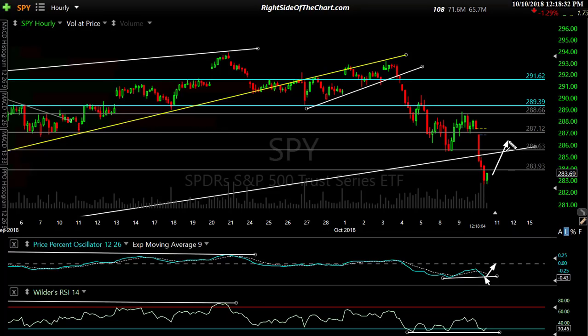Remember, divergences in themselves are not a buy signal. What would a buy signal be? It can come in many forms. I'll have to study the chart, see if we can get a trend line here.